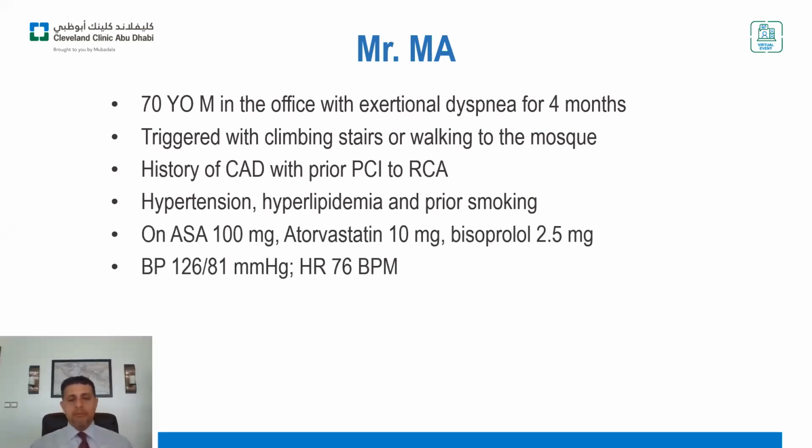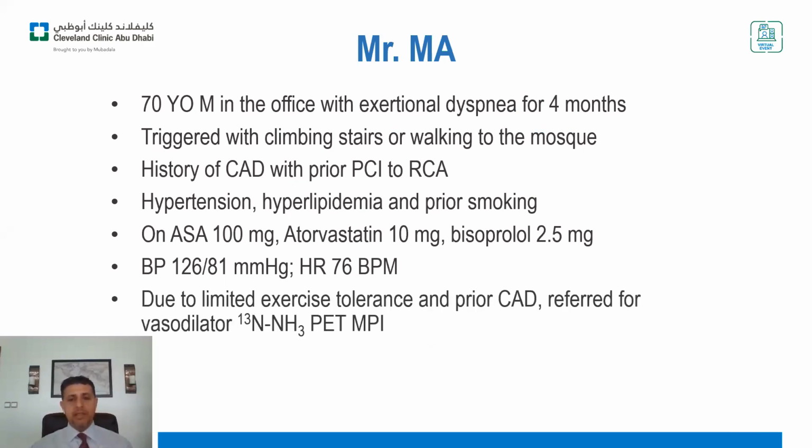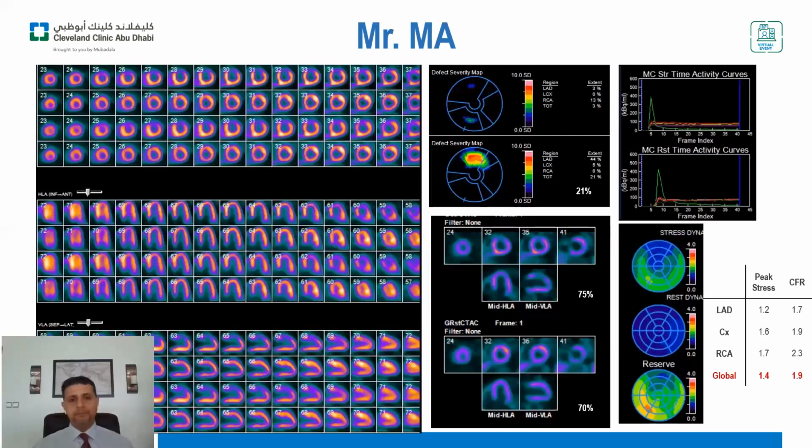With regards to management, due to his past history of coronary disease and his limited exercise tolerance, I opted to evaluate him with a vasodilator PET myocardial perfusion imaging. His PET MPI shows a medium-sized area of severe ischemia involving the anterior segment of the left ventricle in the mid and basal segments, without involvement of the left ventricular apex or the left ventricular septum. This is likely suggestive of ischemia in a diagonal branch.